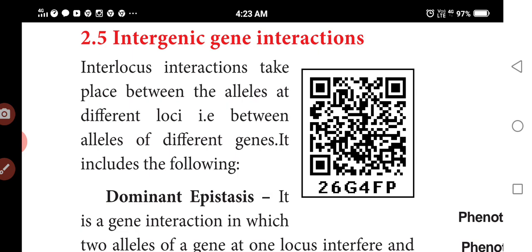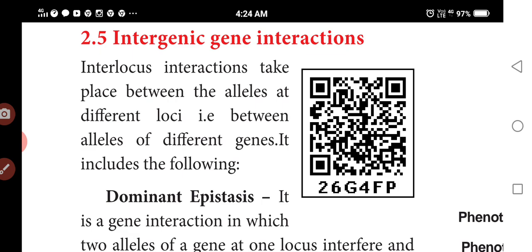12th standard Biobotany, Genetics, Chapter 2, Classical Genetics. We will discuss intergenic gene interactions.